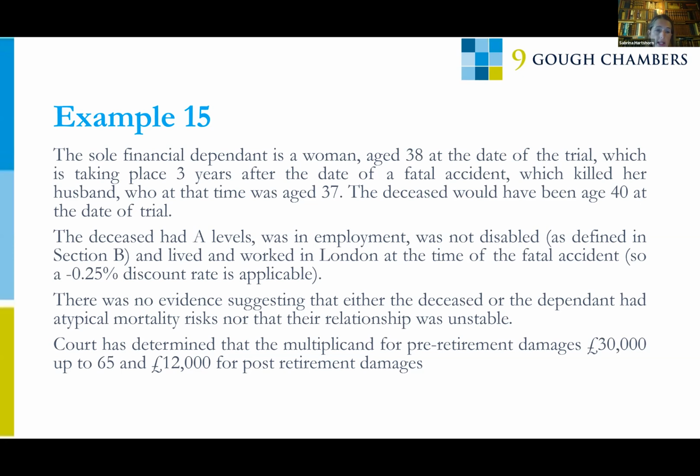So we've got the England and Wales minus 2.5 discount rate being applicable. There was no evidence suggesting that either the deceased or the dependent had atypical mortality risks, nor was their relationship deemed to be unstable. So in relation to this example, the court had determined that the multiplicand for pre-retirement damages up to 65 was £30,000 and for post-retirement damages £12,000.